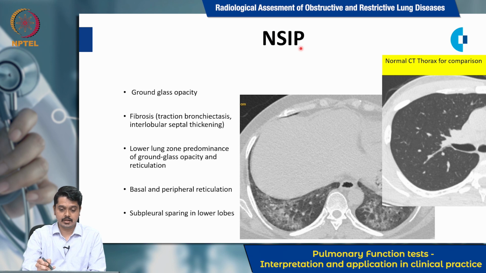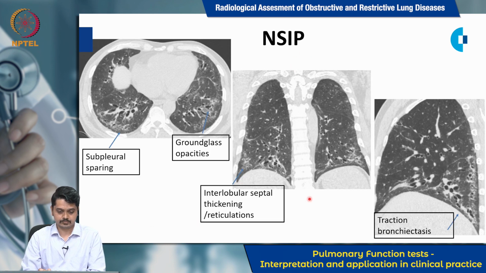Next is NSIP or non-specific interstitial pneumonia pattern. Here the predominant finding is ground glass opacity. We are finding parenchymal opacification through which the lung markings are visible. It is more or less seen in a symmetrical pattern. It is seen predominantly in the lung bases. Here the characteristic thing is subpleural sparing. Compared to the UIP, here the subpleural lung is devoid of disease. If subpleural sparing is seen, this is characteristic of NSIP.